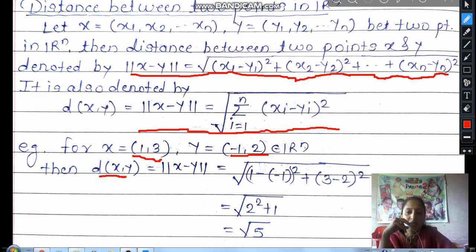So the distance between x and y is equal to the norm of x minus y, which by definition is the square root of (1 minus (-1)) squared plus (3 minus 2) squared, that is, the subtraction of x coordinates squared plus the subtraction of y coordinates squared. This gives you the square root of 2 squared plus 1, that is, square root of 5. So in this way we calculate the distance between any two points x and y. All of you clear?